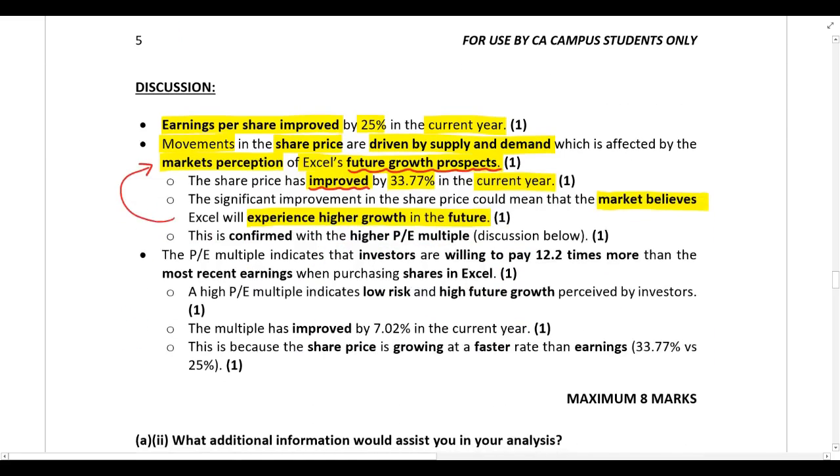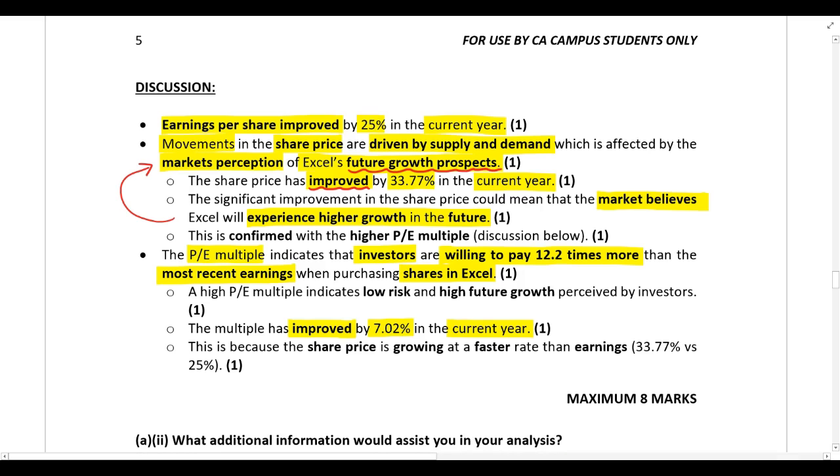Okay, there's actually a little bit more interpretation. We'll get to that as well now. But let's just deal with what we've already got. So the price earnings multiple indicates that investors are willing to pay 12.2 times more than the most recent earnings when purchasing shares in Excel. And we said the multiple has increased or improved by 7.02% in the current year.